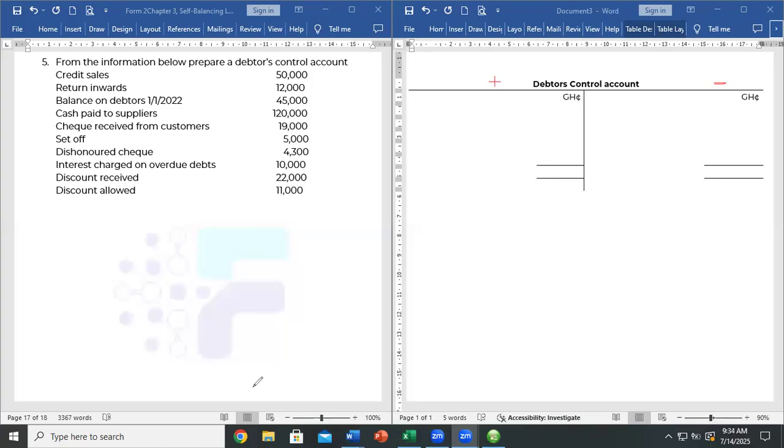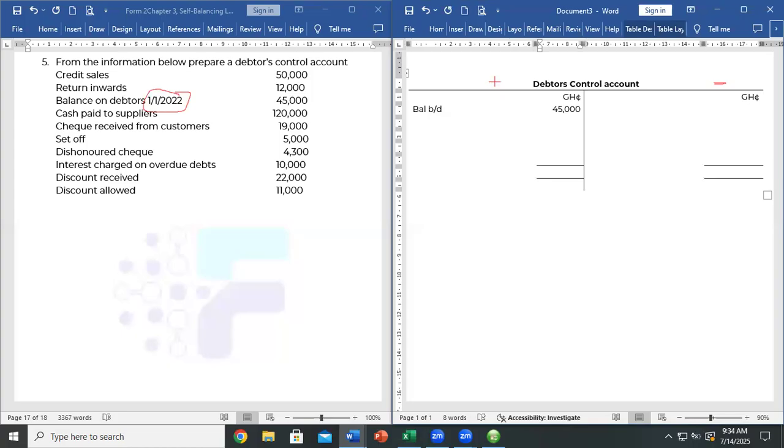So you see here, balance on debtors and the date. It's always the date that will lead you to your opening balance. 1st January 2022. So that means that's the opening balance on your debtors account. So you put that in. Debtors have a debit balance. So balance brought down, or you can write balance on debtors, 45,000.